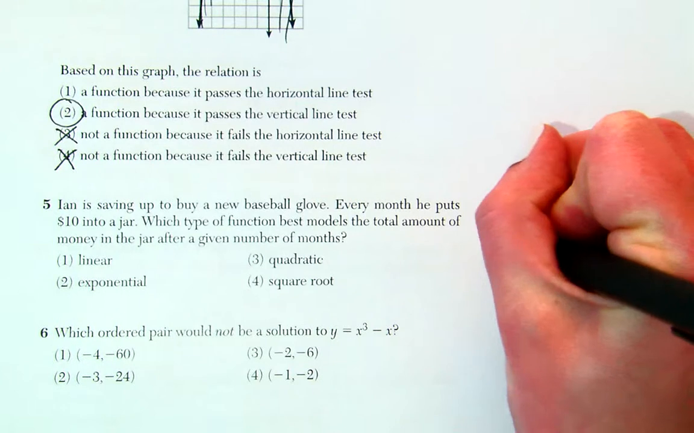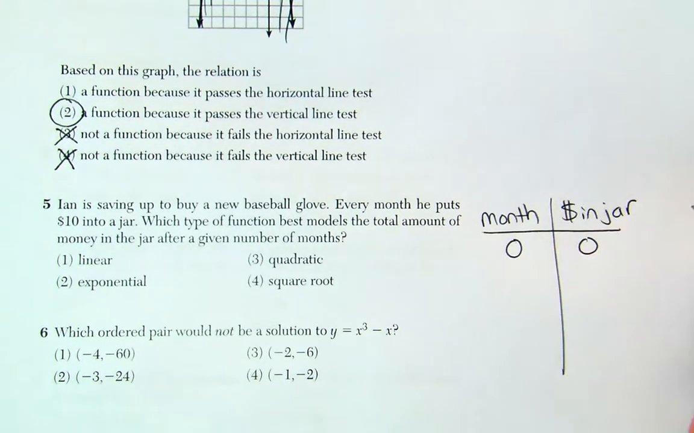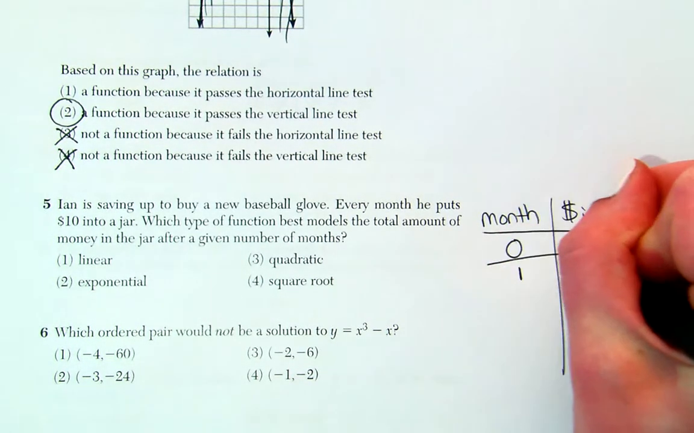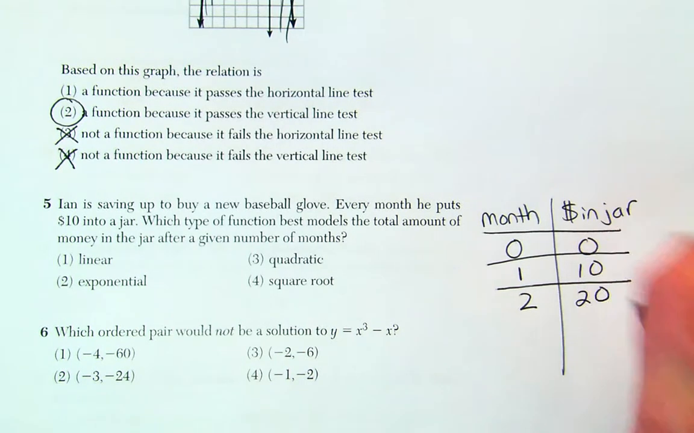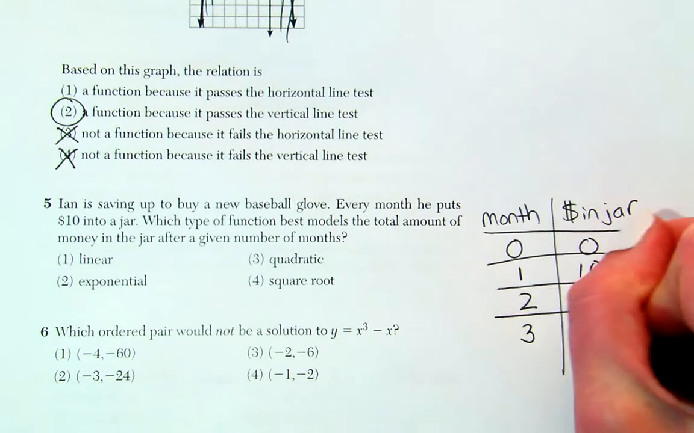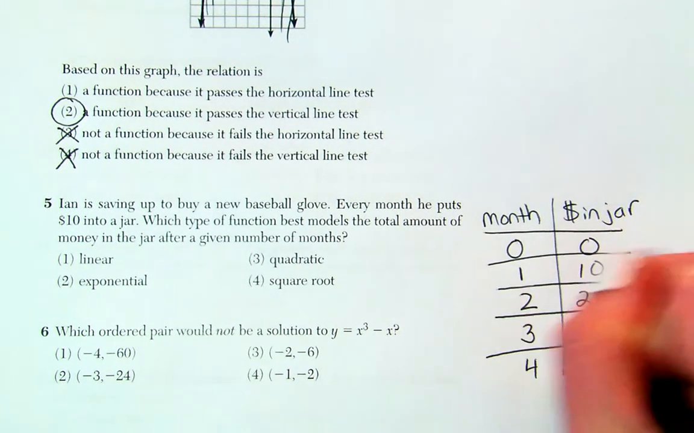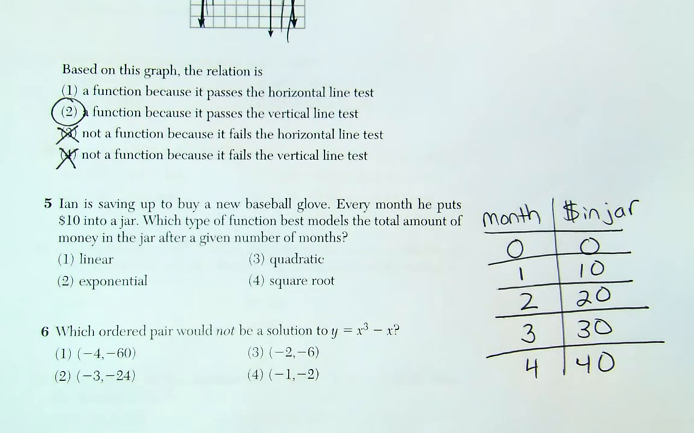So when he starts at 0 months, he has got no money in the jar. Then after 1 month, he has $10. After 2 months, he puts another 10 in there, so now he's got $20. After 3 months, he's got $30. And 4 months, he has $40, and so on. So how do we determine which type of function this is?